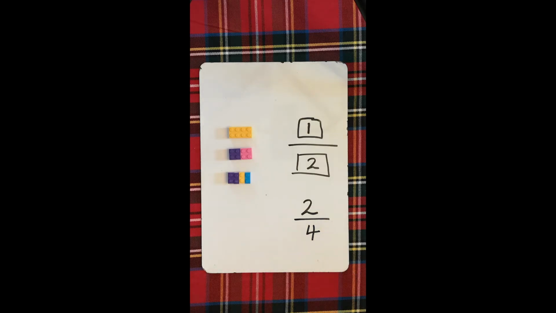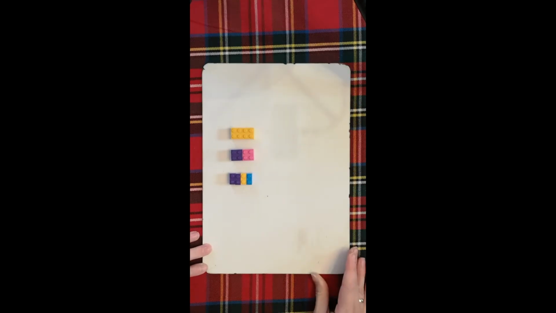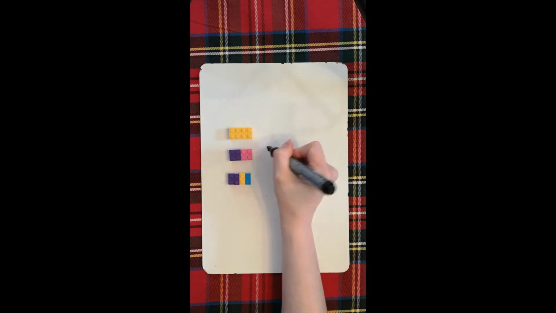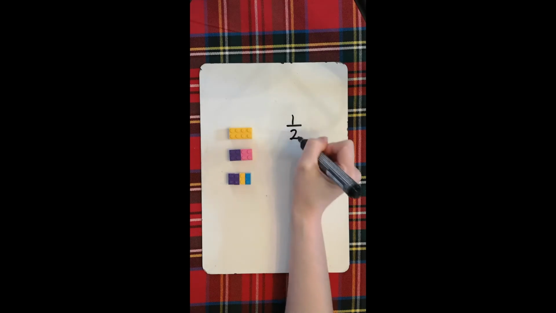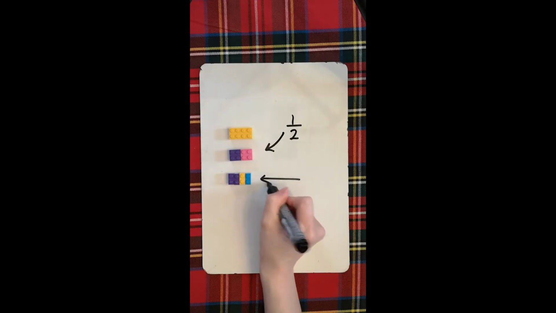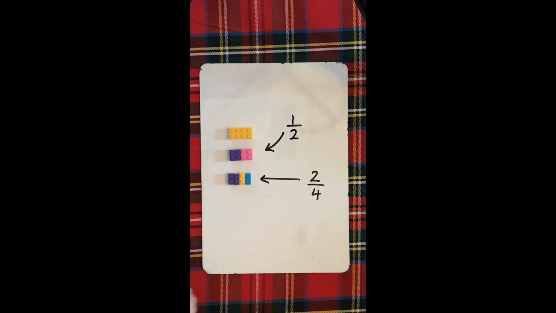This brings us nicely onto our equivalent fractions. Equivalent fractions are fractions that are the same but are written in different ways. So we can see here from looking at it that the same amount is purple, but we wrote it in 2 different ways. We wrote it as a half for this one, 1 out of the 2, and for this one we wrote it as 2/4, 2 out of the 4.